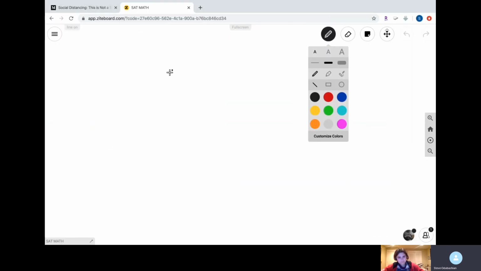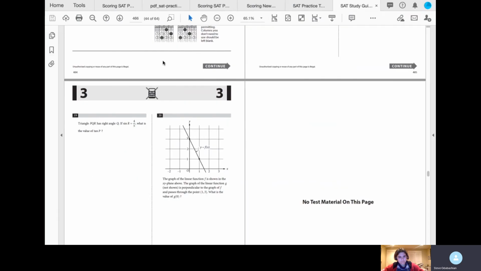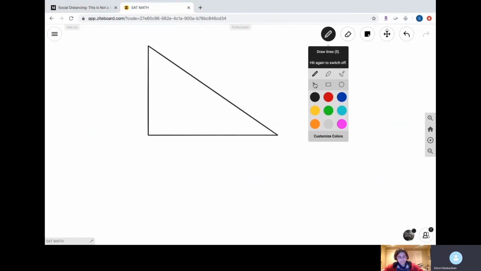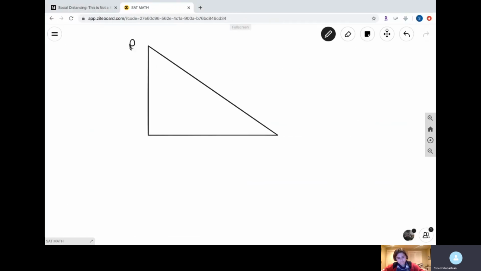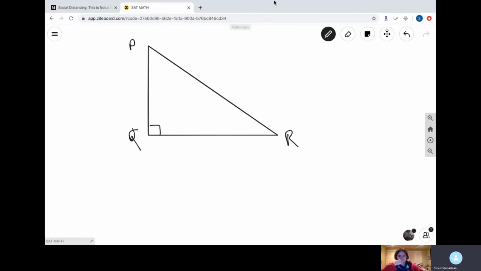So let's do that. They said it was a right triangle, with a right angle at Q. So it was PQR. So P, and this was my right angle, and then R. What they said was sine of R is 4/5, which means this involves SOHCAHTOA.